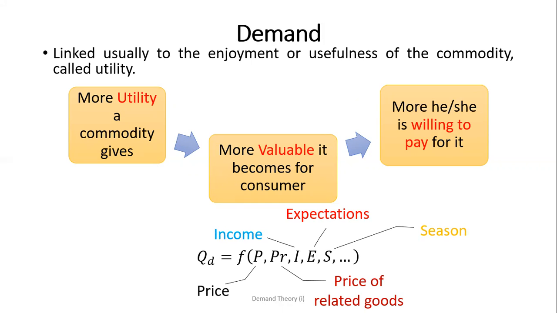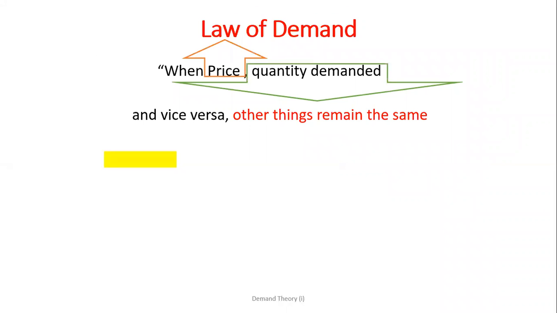Now, let's come to the law of demand. Law of demand says that when price of something increases, its quantity demanded decreases and vice versa, while other things remain the same. That is, the law of demand represents the negative relation between price of a commodity and the quantity of that commodity being demanded, while we keep all other factors, that is, income, price of related commodities, future expectations, season, taste, etc., fixed.